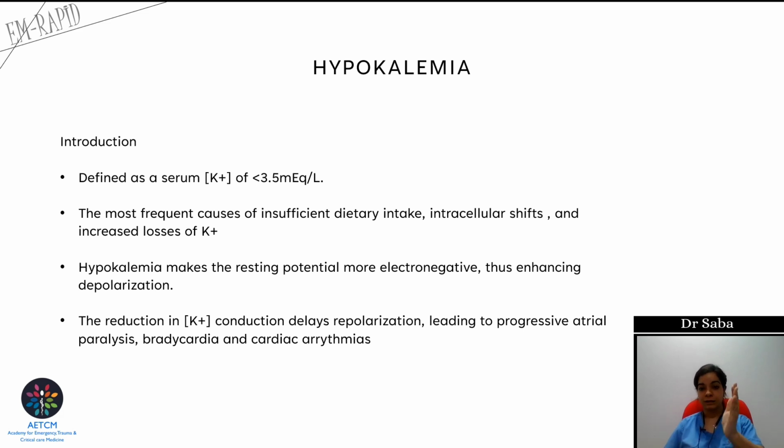Why I've mentioned atrial paralysis in specific is because potassium levels have a profound effect on cardiac muscles. So when the levels go down, cardiac muscles are affected more. This will lead to muscle paralysis, specifically atrial paralysis, which will lead to bradycardia and cardiac arrhythmias, as we will see.